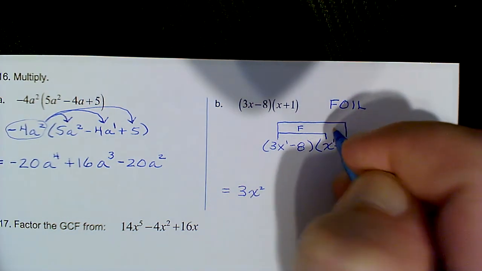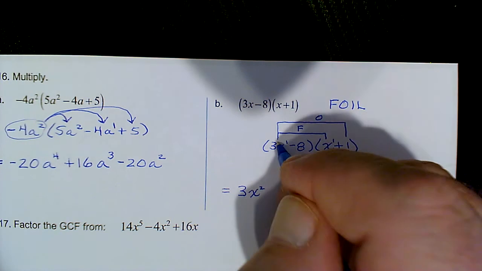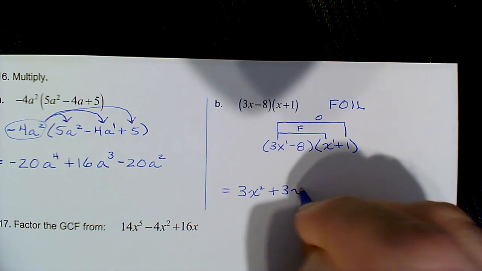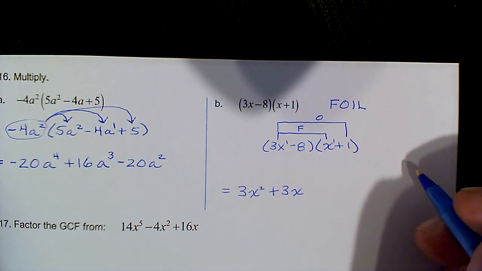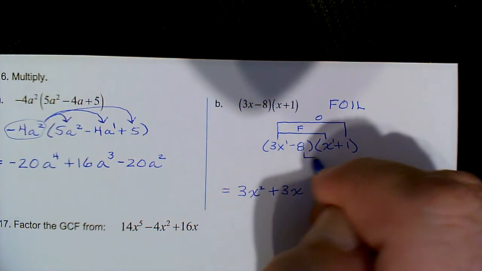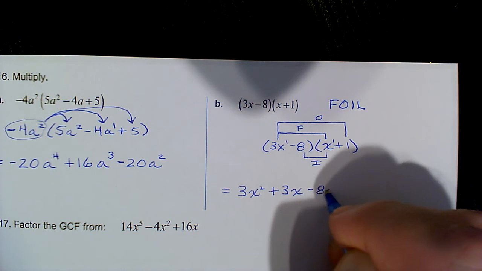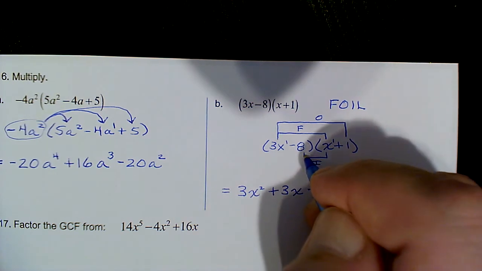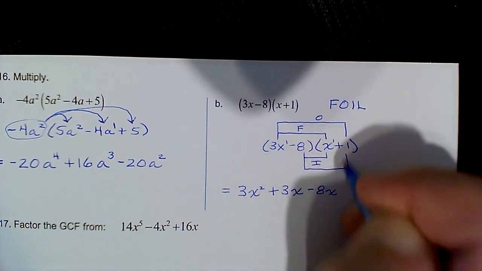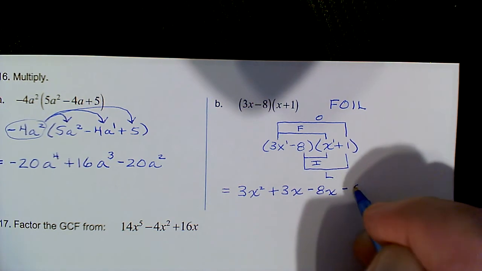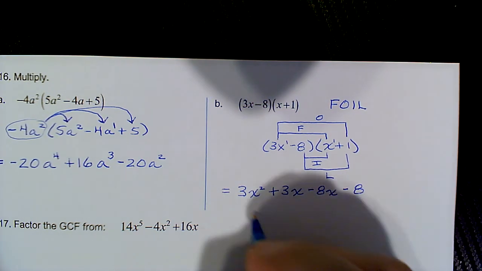The outer terms are 3x times 1, or just 3x. Make sure we put a plus in there to separate the terms. The inner terms, minus 8 times x, minus 8x. And then finally the last terms, minus 8 times positive 1 is minus 8.